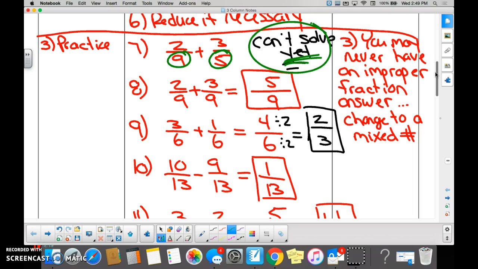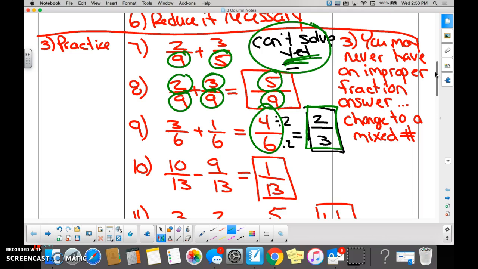All right, number 8, we light up our denominators. Are they the same? Yes. So therefore we add our numerators, and our denominator stays the same. On this one, we have 3/6 and 1/6. Denominators are the same. We ended up with an answer of 4/6. Is that our final? No. You can always reduce 4/6 because we have 2 even numbers, right?